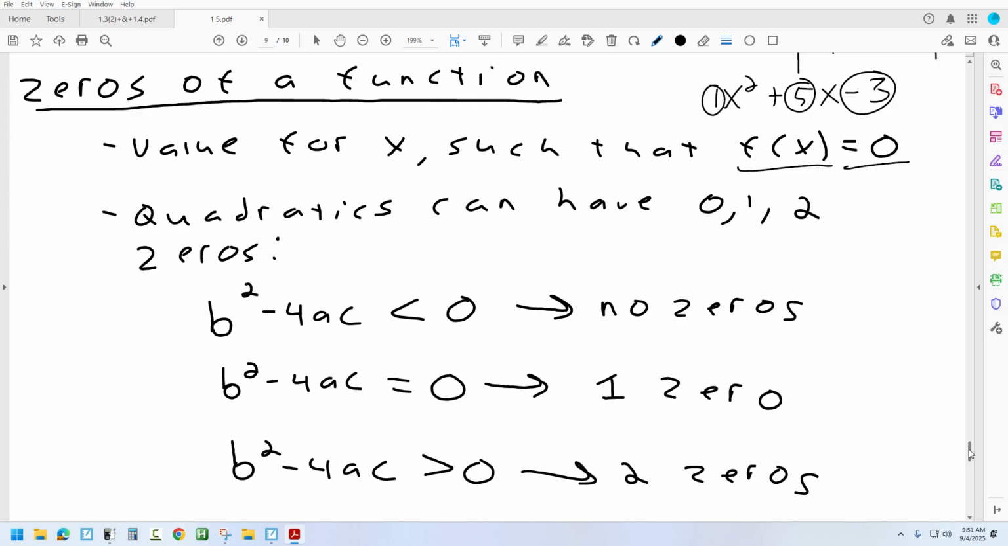So anytime your radicand comes out less than 0, that means you're going to be in a situation like this. Never crosses the x-axis. If b squared minus 4ac comes out to exactly 0, you're going to have a situation like that. Just comes down, touches the axis, and goes back up. If b squared minus 4ac is greater than 0, you can have a situation where it crosses twice.